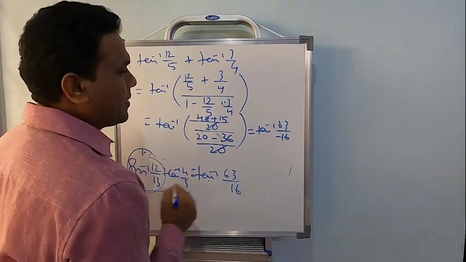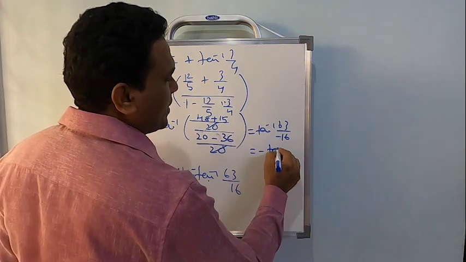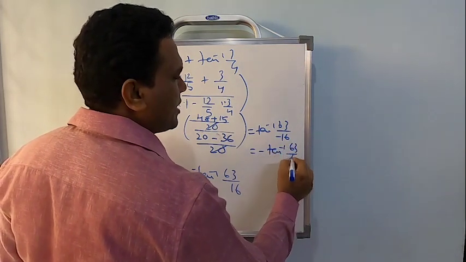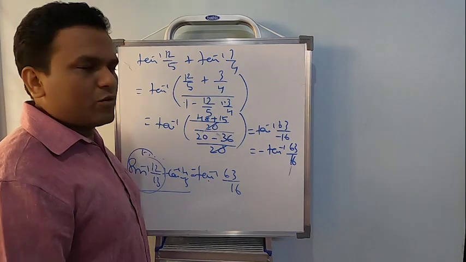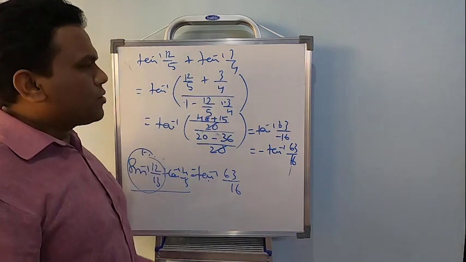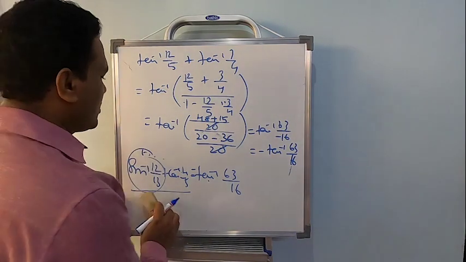So the right hand side is actually minus. So tan inverse of minus x will be minus tan inverse 63 by 16. So that's how it should be done, students. The best option is to convert in terms of tan inverse and solve.